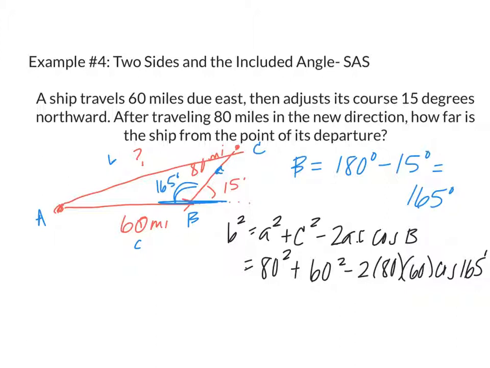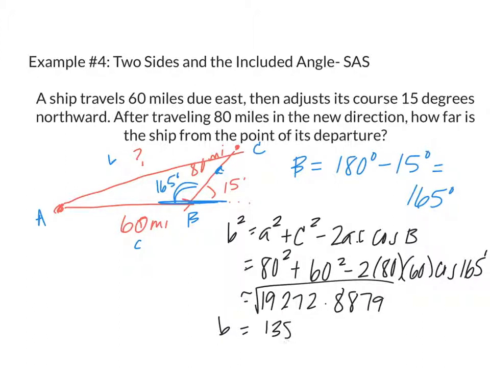If we do all that math, we're going to get about 19,272.8879. But again, if I want just B, I would have to take the square root, and we would get approximately 138.83 miles from the point of departure. And that answers that question.